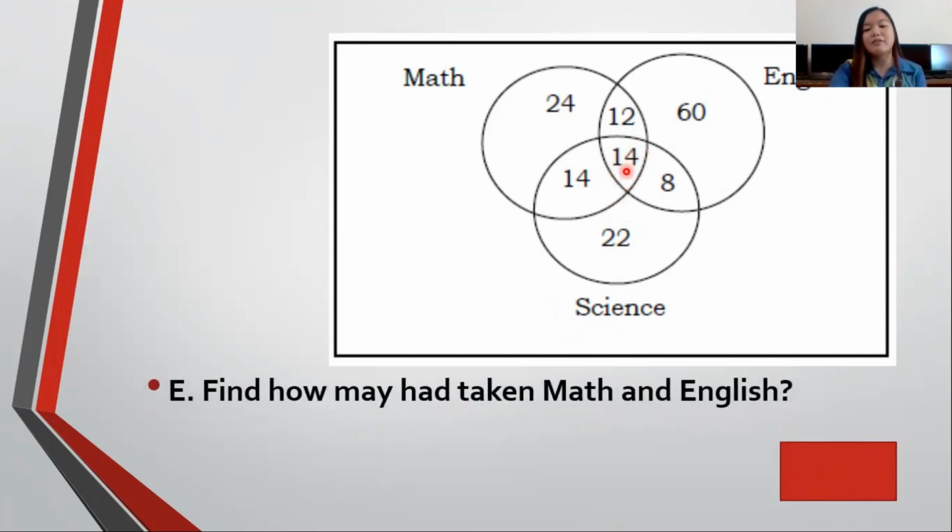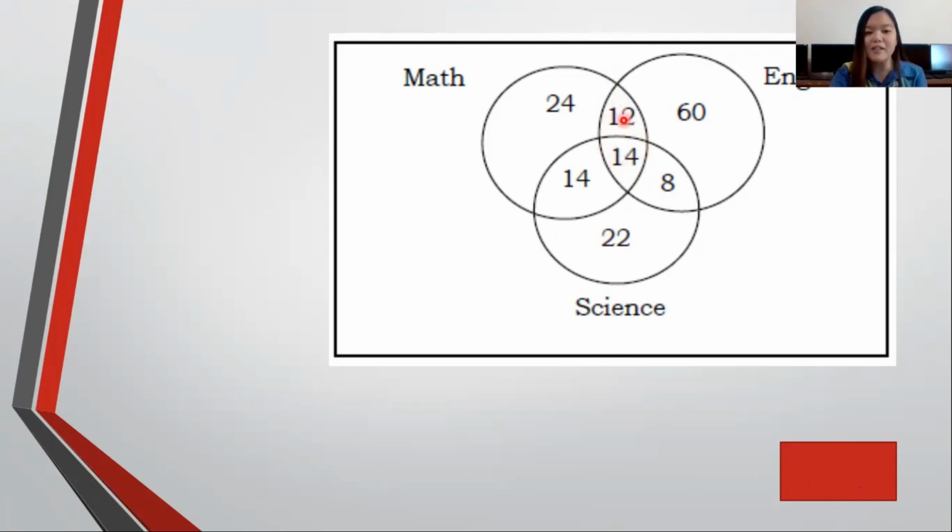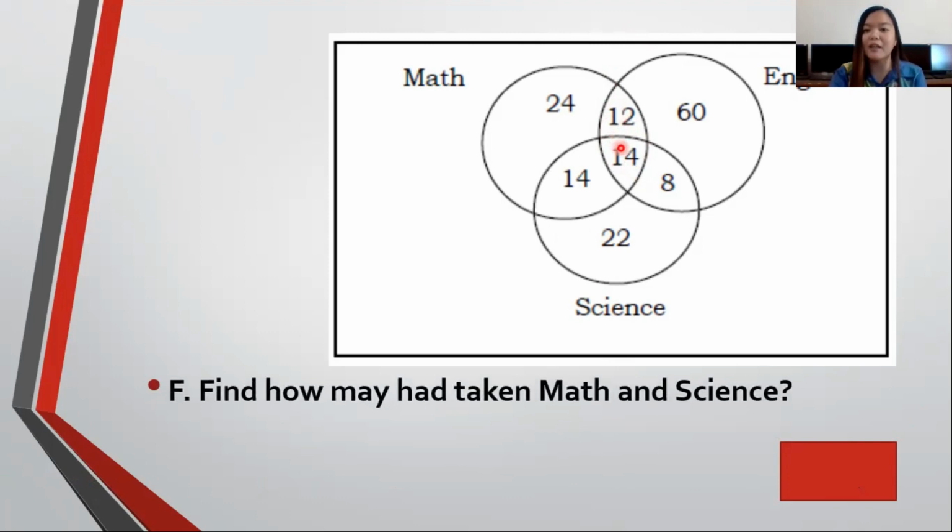Now, find how many had taken math and English. When we say and, meaning intersection. So, M intersection E. So, tignan natin ito. You have 12 plus 14. So, you have 26. Next question. Find how many have taken math and science. Oh, math and science, ito naman. And meaning intersection. So, M intersection S, 14 plus 14, 28. Correct. So, andito, 28 daw.